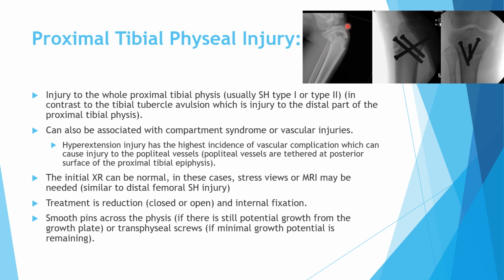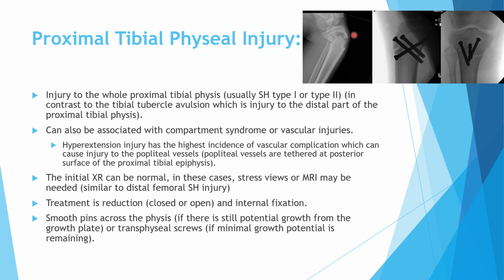Remember when we said the tibial tubercle usually requires open reduction. The proximal tibial physis can be reduced, in most cases closed. If you cannot, you will have to do open reduction, and the treatment is either screws across the physis if you think that the remaining growth is minimal, or you can use smooth wires across the physis if you think that there is a relatively long time of growth. Then you can remove the K wires later on.